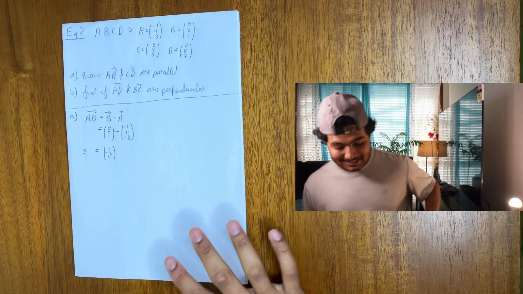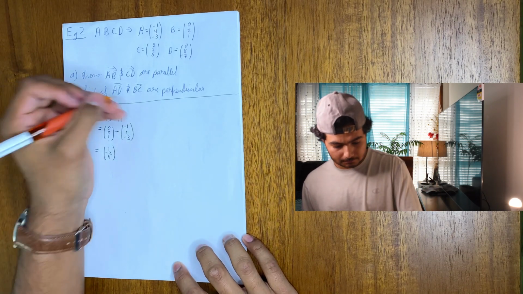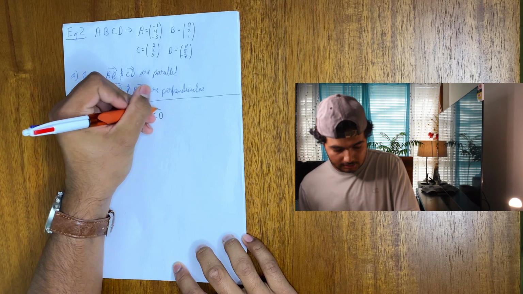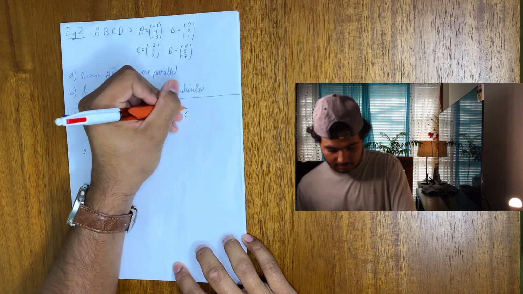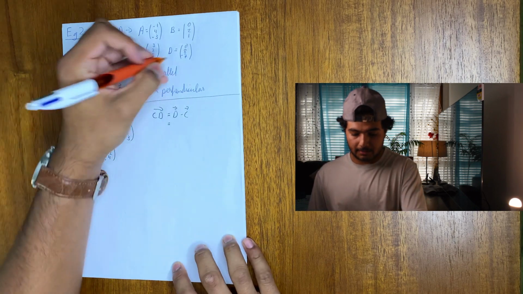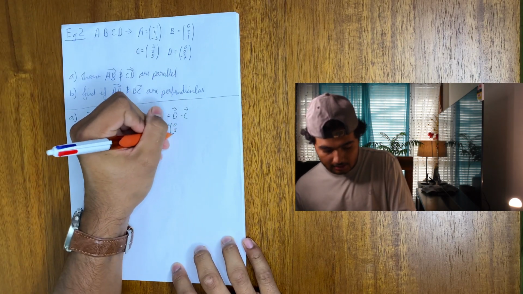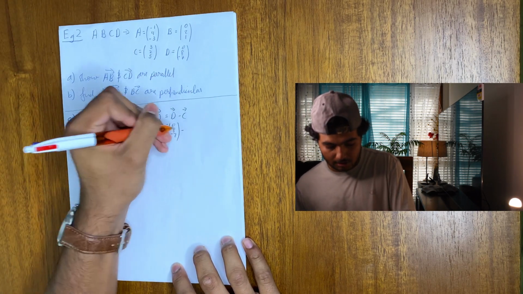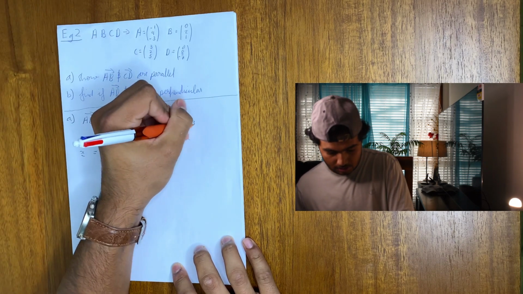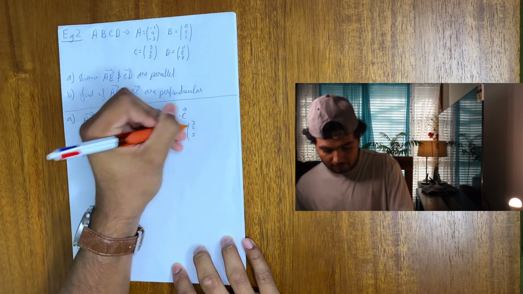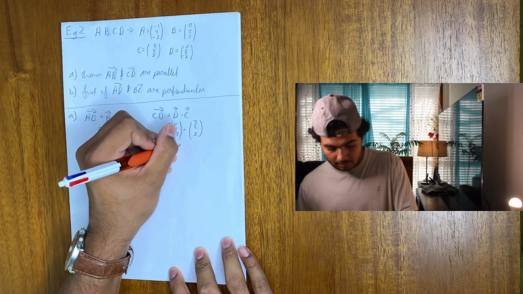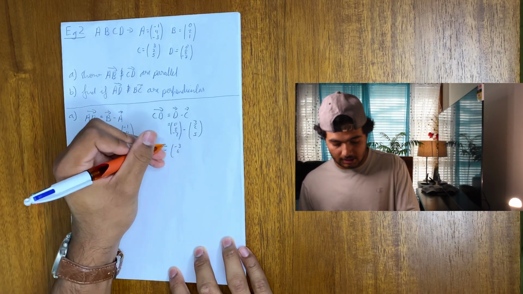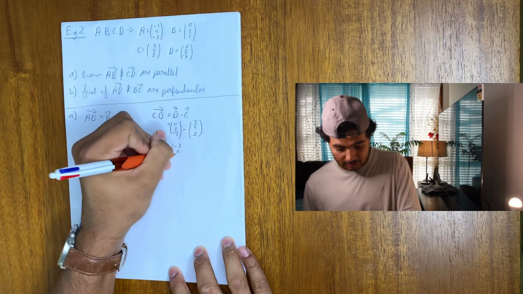Now we do CD. What is CD? So vector CD equals vector D minus vector C. Next step, D, we have 0, 8, -7, minus C, which is 3, 2, 5. 0 minus 3 is -3. 8 minus 2 is 6, and -7 minus 5 is -12.